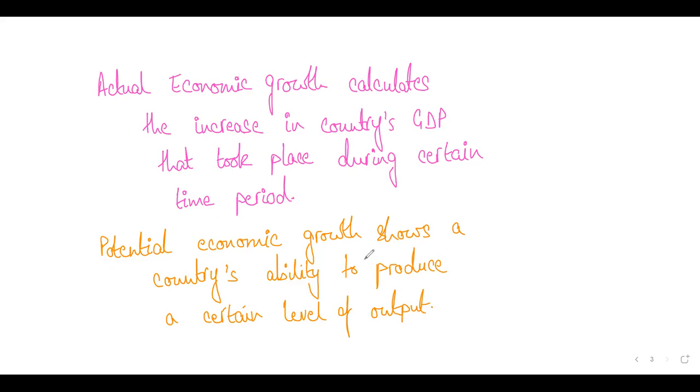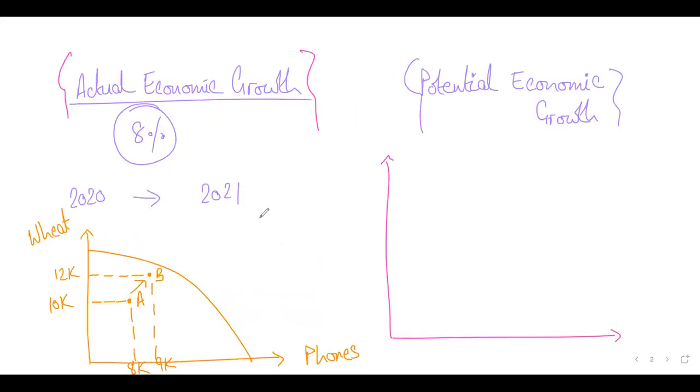Okay. Now think about this. How do we show it on a graph? I'll tell you how we show actual and potential economic growth on a graph. Now, students, think about this. I was giving you this example that if Pakistan has actually grown by 8%, that means that between 2020 and 2021, Pakistan's GDP has increased by 8%. How do we show that?